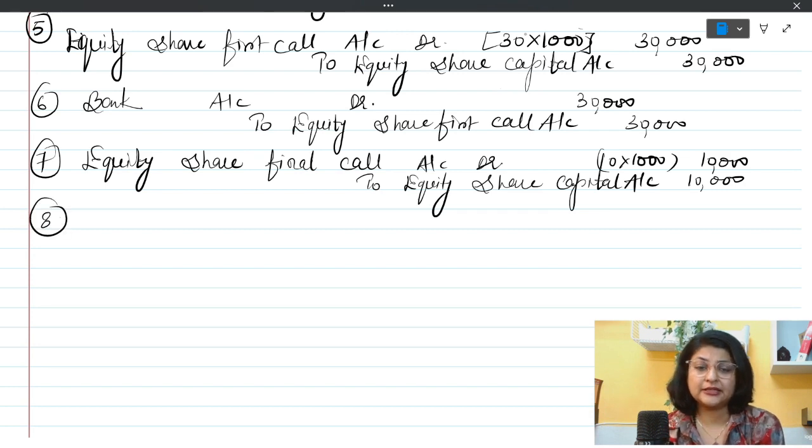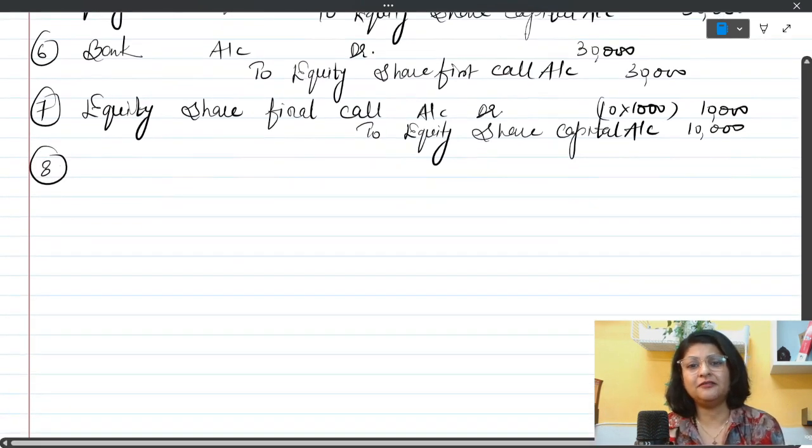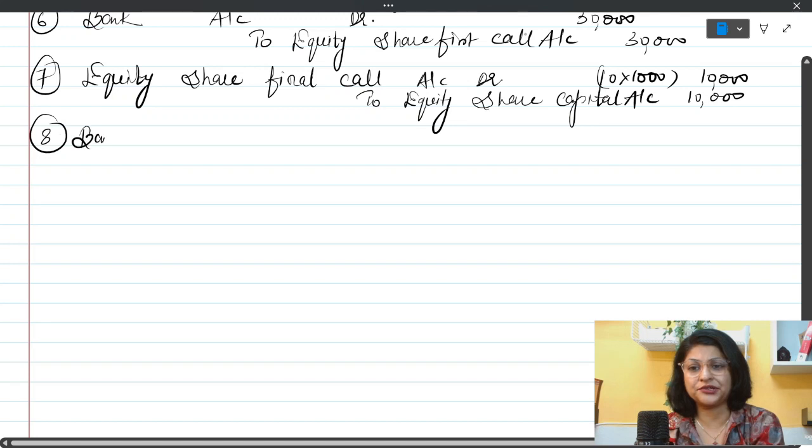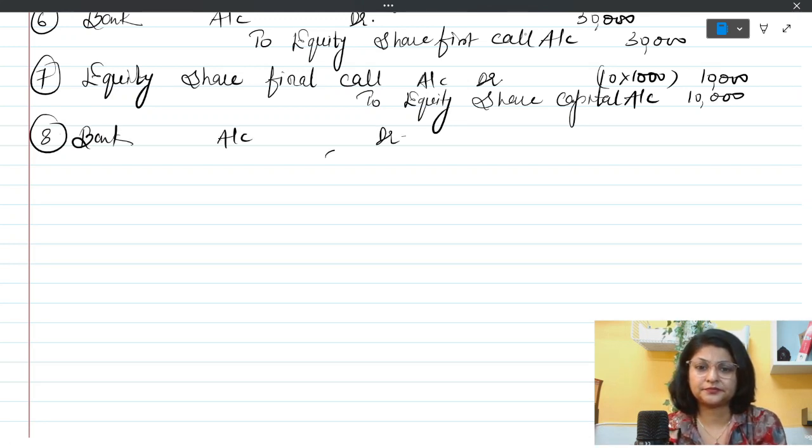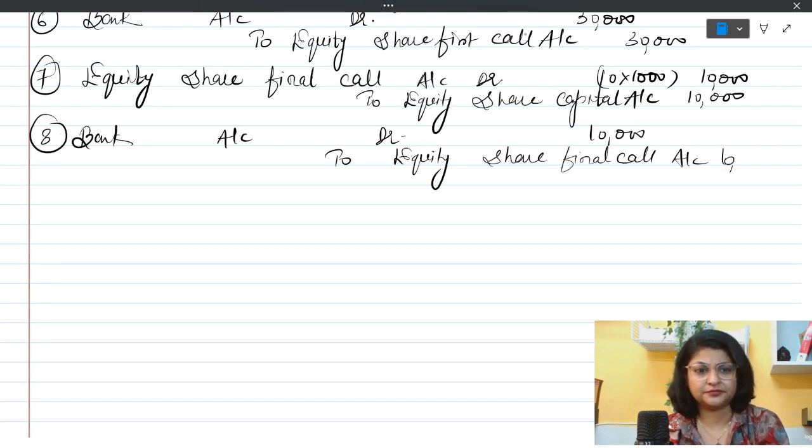Next is receiving this final call from the public, so the entry is going to be bank account debit to equity share final call account. So the amount is 10,000.